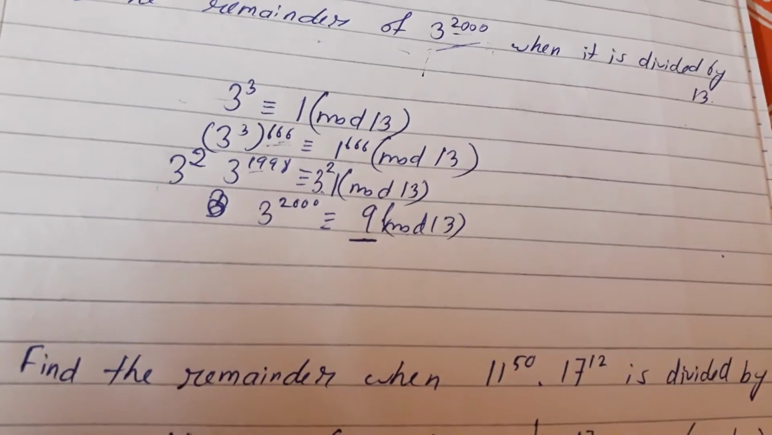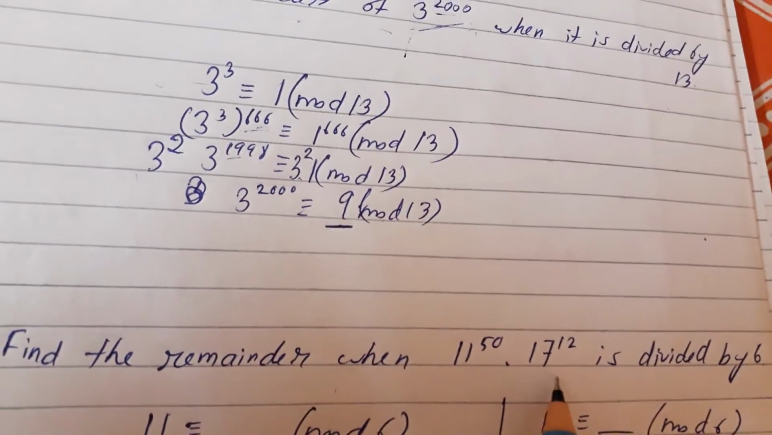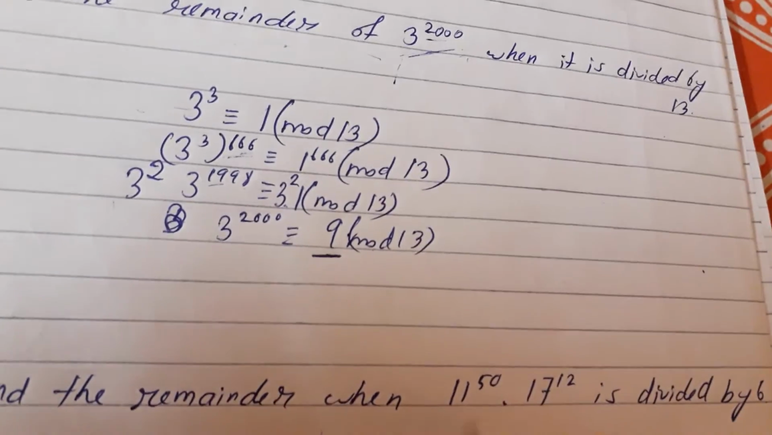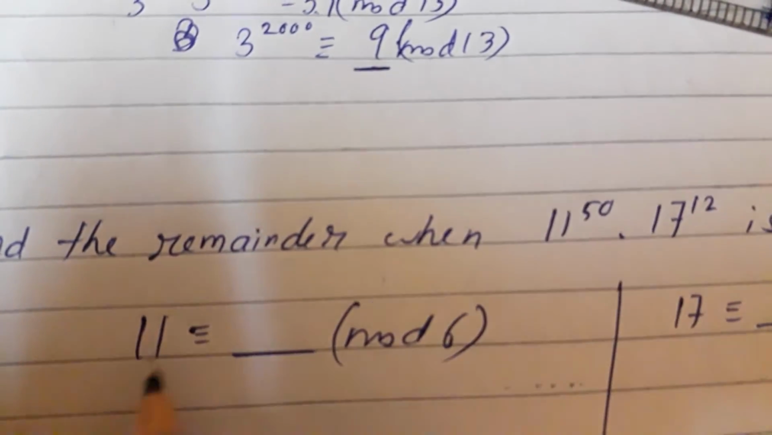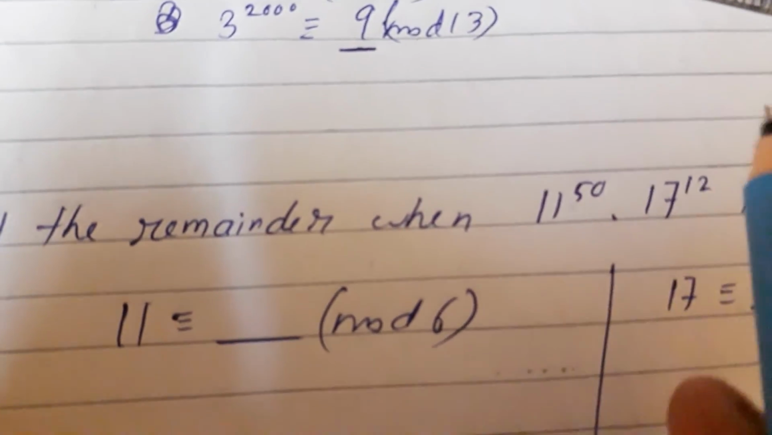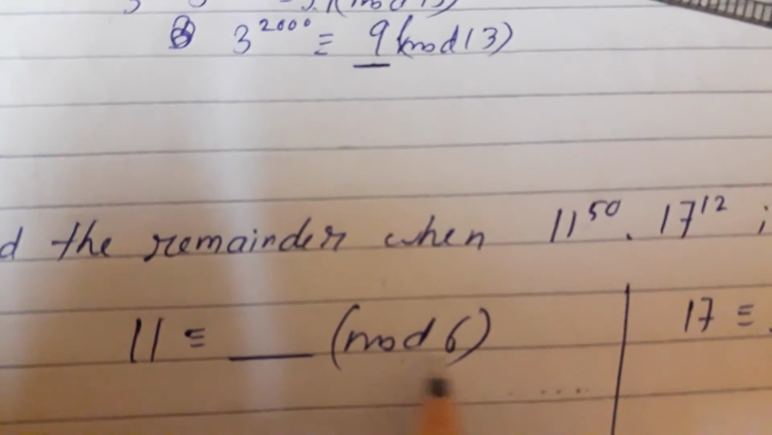Now see, the next question is: find the remainder when 11 to the power 50 into 17 to the power 12 is divided by 6. Okay, so first take only one integer, that is 11 to the power 50. So first take 11. In the first step I have already told you to forget about the exponential power. You only take 11 congruent to, mod 6.